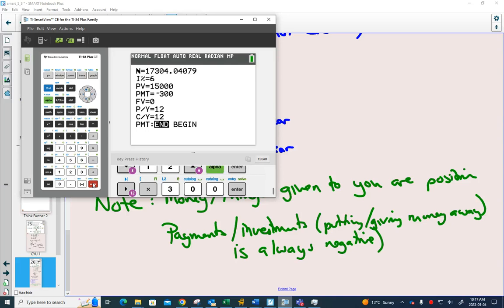Looking at our first question. So let's go back to the first question, which was the investment one. How long would it take? So again, we don't know N. We're told the interest rate is 6% again, so that stays the same.